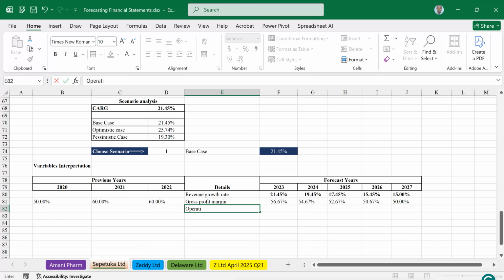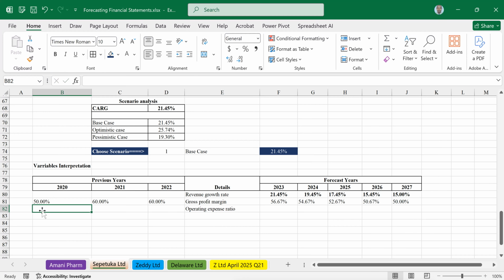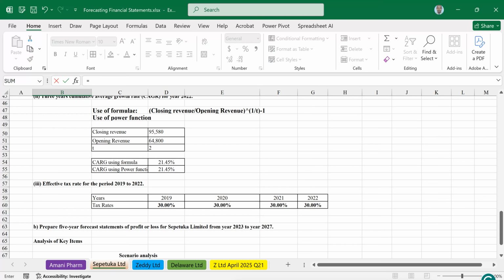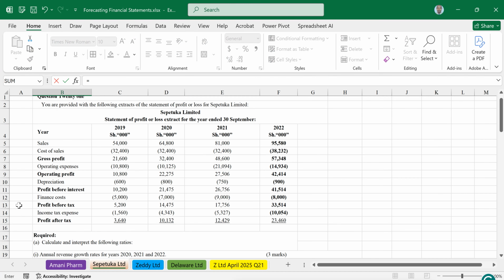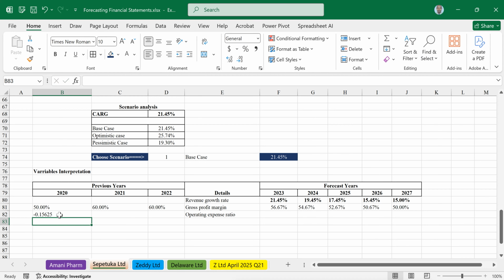So this will be the operating expense ratio. I'll get the previous operating expense ratio. So for 2020, it will be, click on 10,125, divide that with 64,800. Don't negate anything. Convert that to percent, to decimal, drag across.